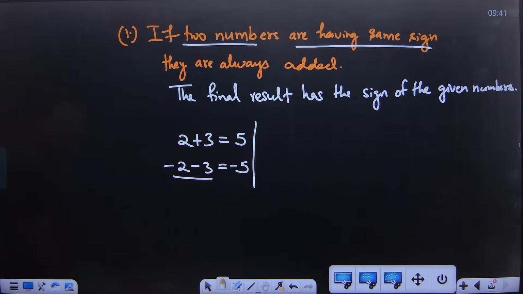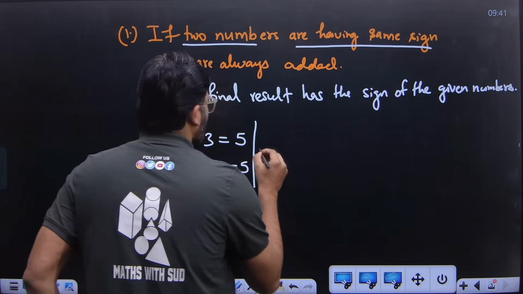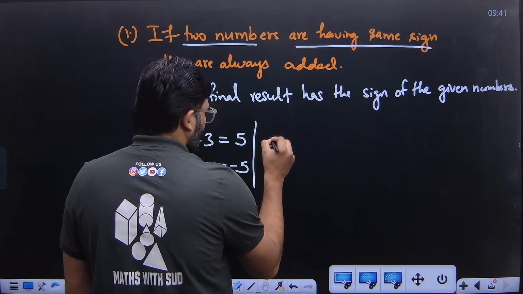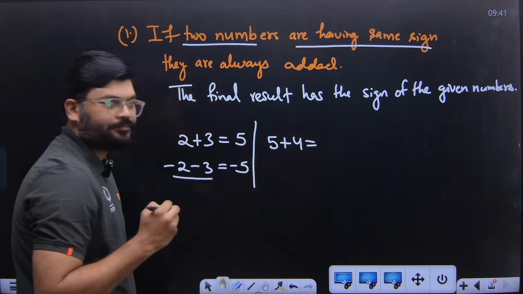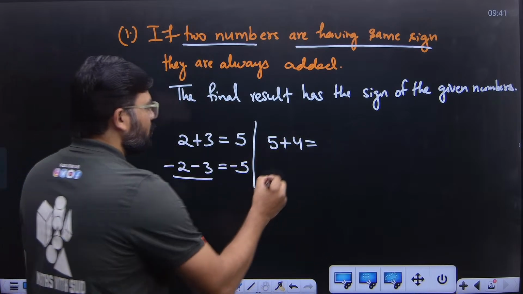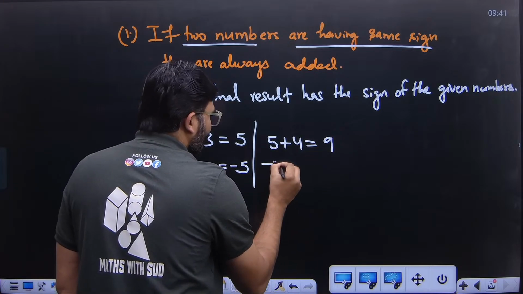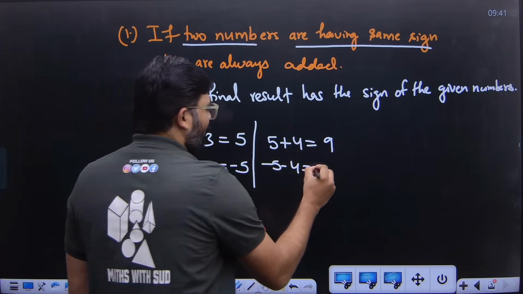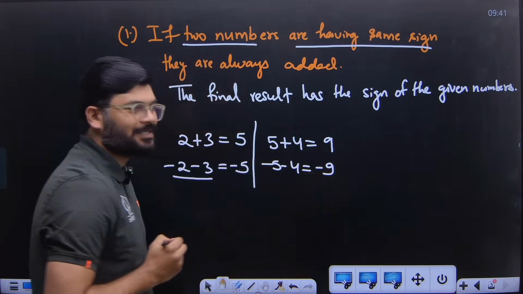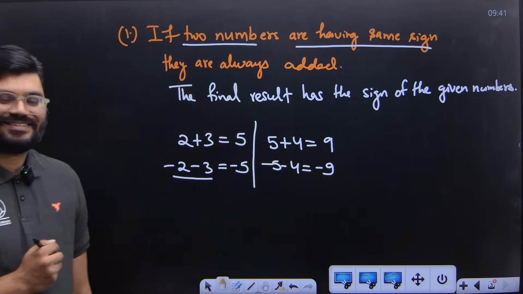Okay. Now if I ask you what is 5 plus 4? 9. So what could be minus 5 and minus 4? Negative 9. Wonderful. See how simple is this?